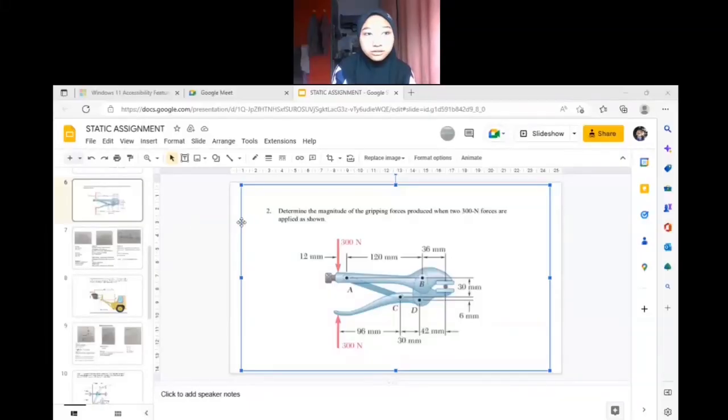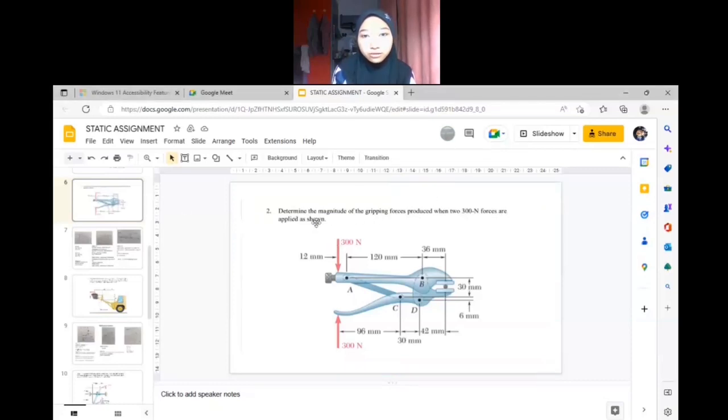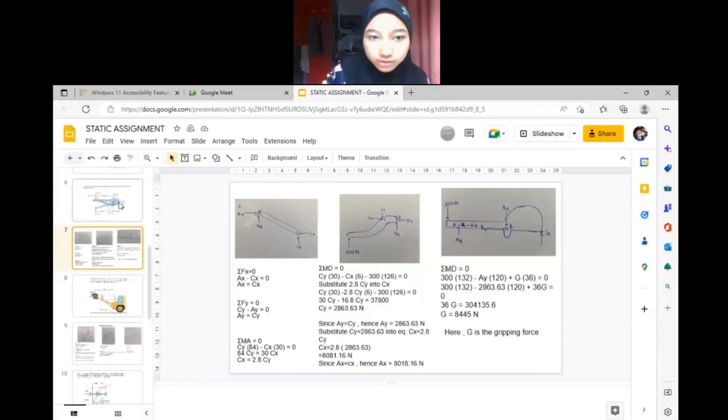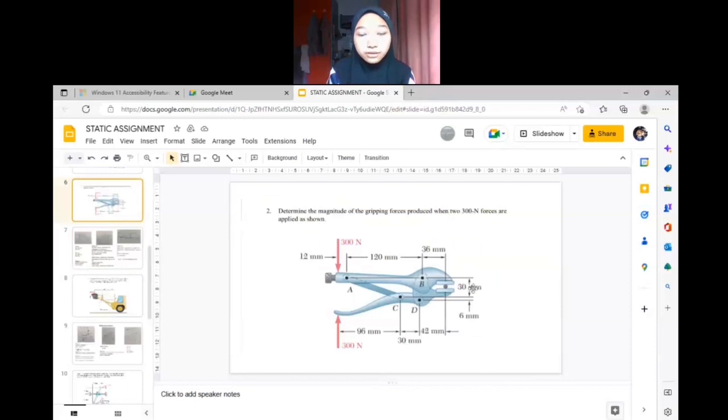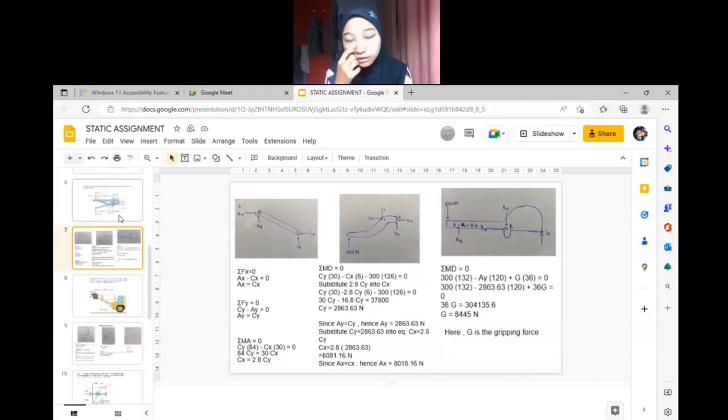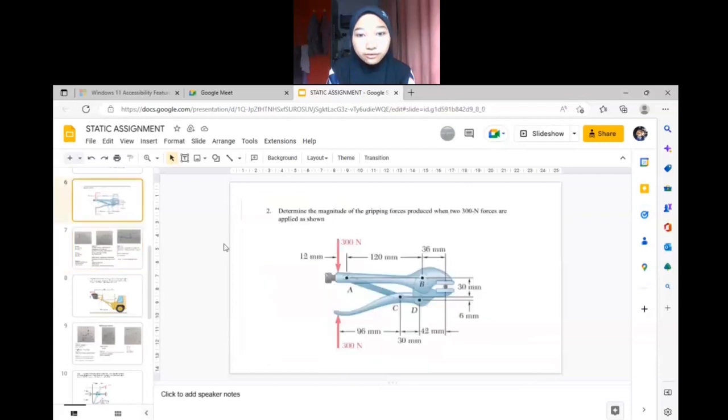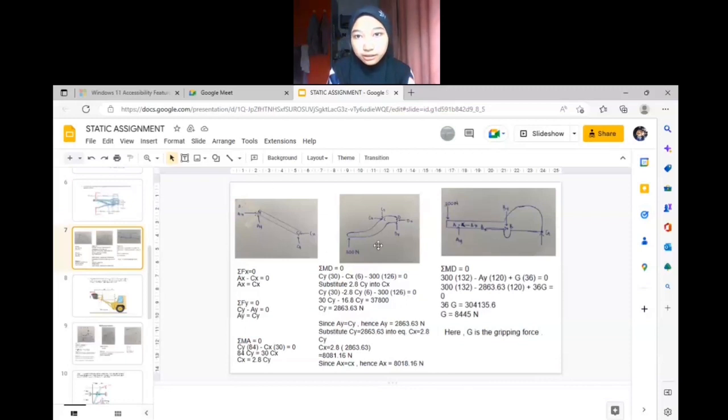Okay, next. Here is the second question. The second question asks us to find the magnitude of the gripping force produced by the 300 N force, as shown here. To complete this question, we need to identify that this is a machine. So for a machine, we need to separate it into parts like this. Here we have three parts: first part, second part, and third part.